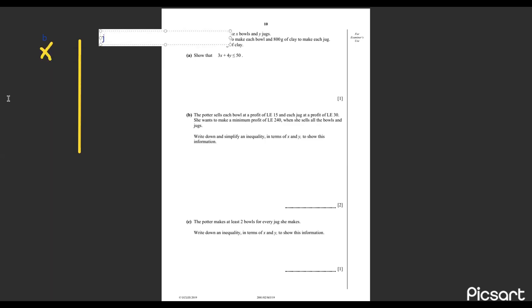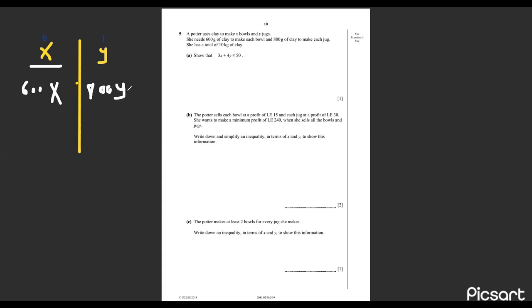99% of your right answer comes from analyzing and understanding the question correctly. She needs 600 grams of clay to make each pebble and 800 grams of clay to make each jug. So instead of pebbles, we say this is 600x of clay, and here it's 800y of clay.